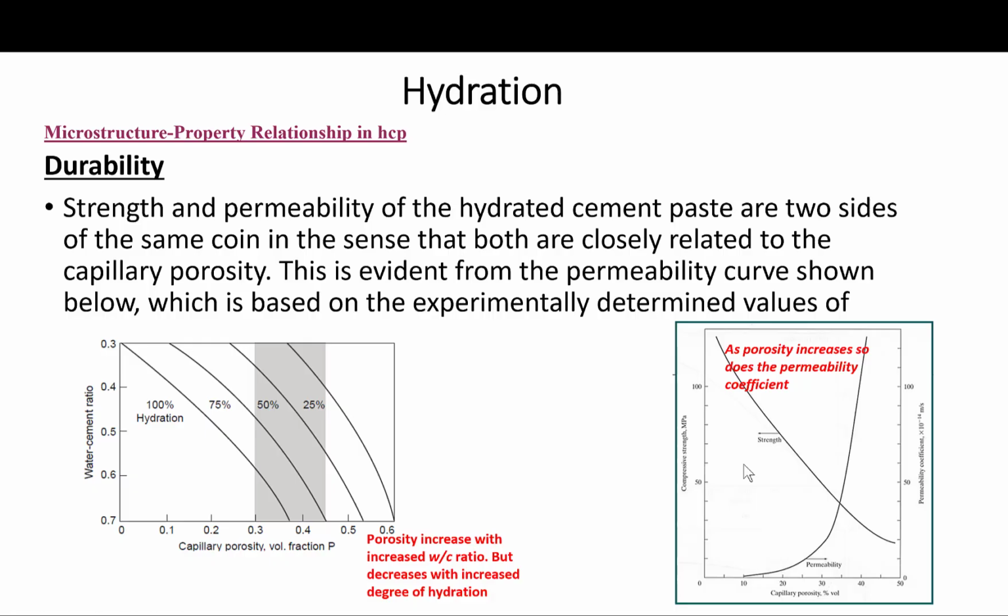This is based on the experimentally determined values of the permeability by Powers. As we said, as porosity increases, so does the permeability coefficient. As you can see, this is the permeability coefficient here on this axis. As capillary porosity increases, permeability increases. Look at the exponential relationship. And the same we said with strength: strength decreases with the increase in the capillary porosity.